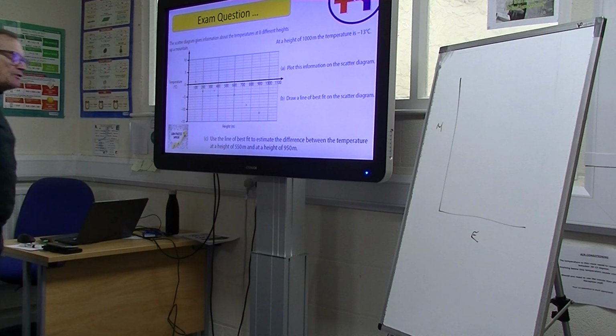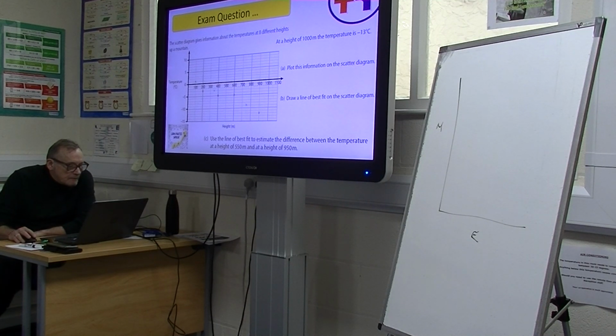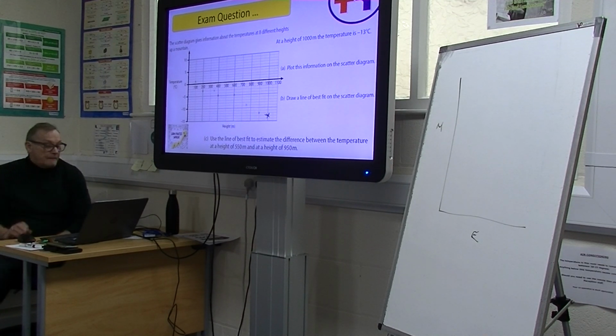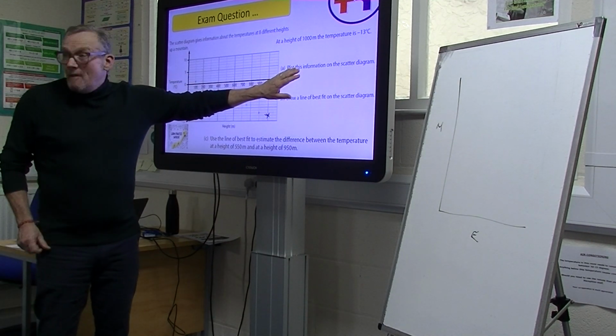Plot this information on the scatter diagram. So we go to 1,000 here. We drop down to -13. So -10, 11, 12, 13. So that's going to be around about there, and we put a little cross there. That's as close as I can get it. Can you see where that goes? Yeah, dead easy. You've got yourself a mark for doing that.